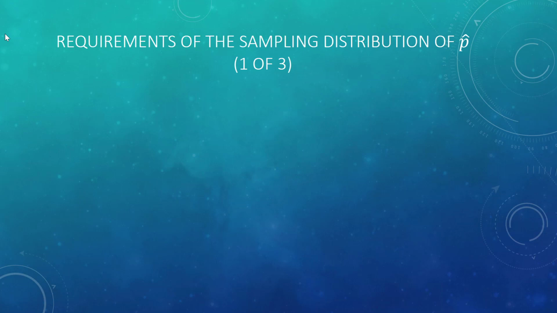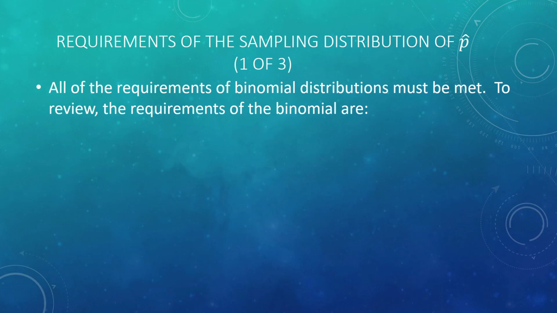So here are the requirements. The first thing is that all of the requirements of the binomial distribution must be met. That's why I had you memorize the 4 conditions of the binomial, because you're going to see them a lot when we're working with categorical data.